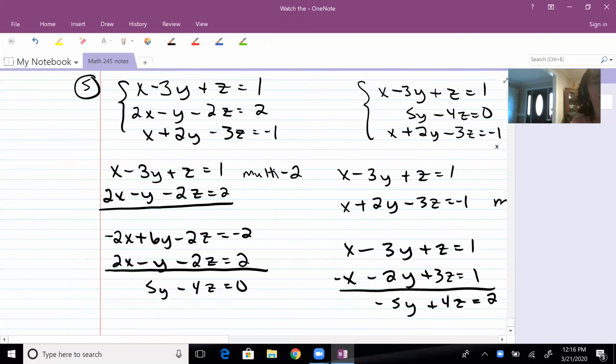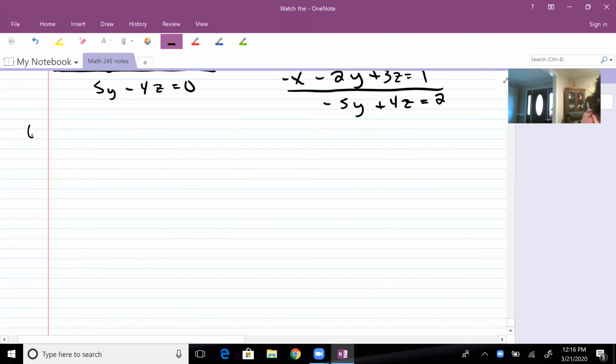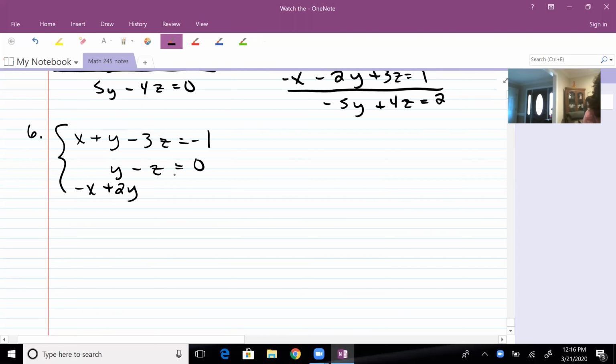All right, let's go to our next problem. That's going to be question number 6 for us. Got a brand new system. This time we've got x plus y minus 3z equals -1. We've got y minus z equals 0 and negative x plus 2y equals 1. Again, looking at it from the perspective of copying down the new problem, it's not going to signify to me that anything is messed up about this problem as far as the solution until I get further into the work.